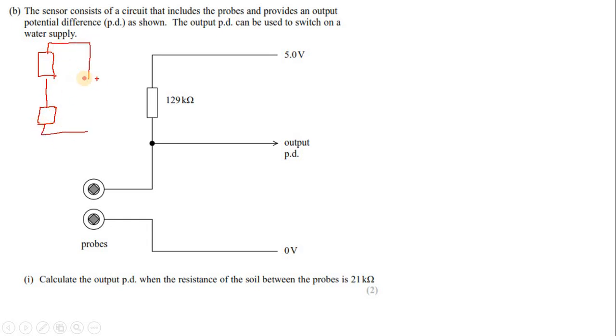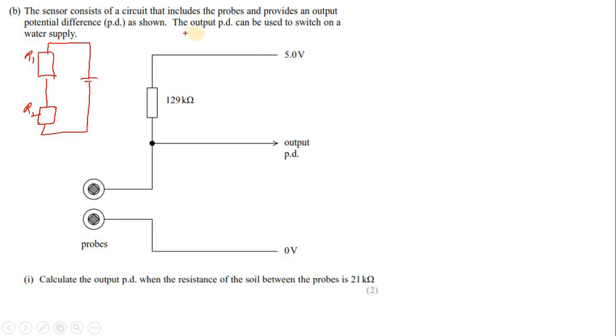Now you see here. So this is the simplest circuit of a potential divider, resistance R1 and R2. And how can you apply this concept here? So this is one resistance, 129 kilo ohm, and another resistance is the resistance of the soil, which is here or here. And the total power supply voltage is 0 to 5 volts. So this is your power supply voltage.